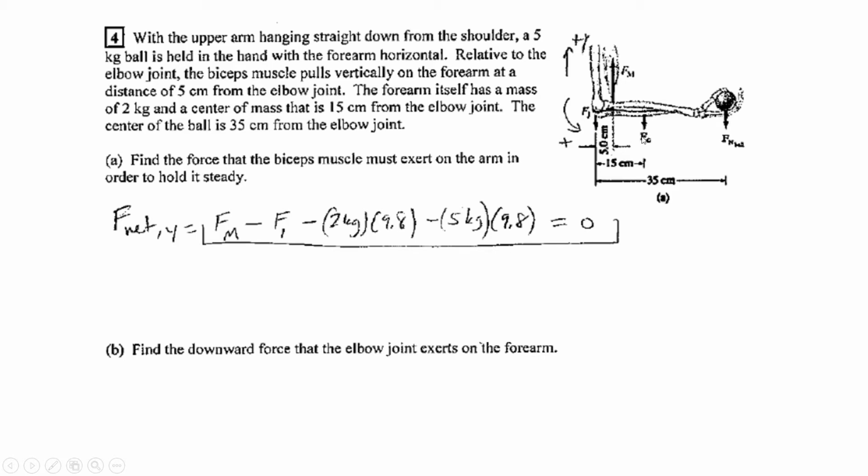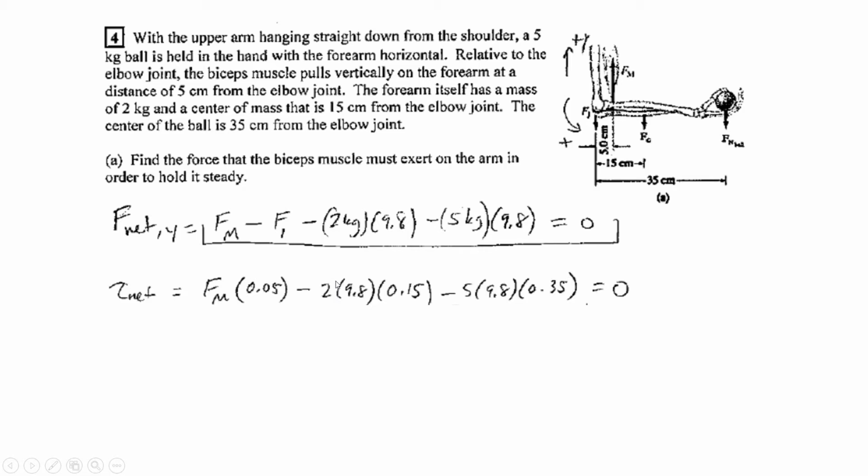The weight of the forearm itself is downward, so it comes in with a minus sign. The ball is also downward, so those two are going to come in with minus signs. The only one that's positive is Fm for the muscle, the biceps muscle. That comes in with a plus sign. So if we add all those up, we still have 2 unknowns in here, so I can't solve for either F1 or Fm right away.